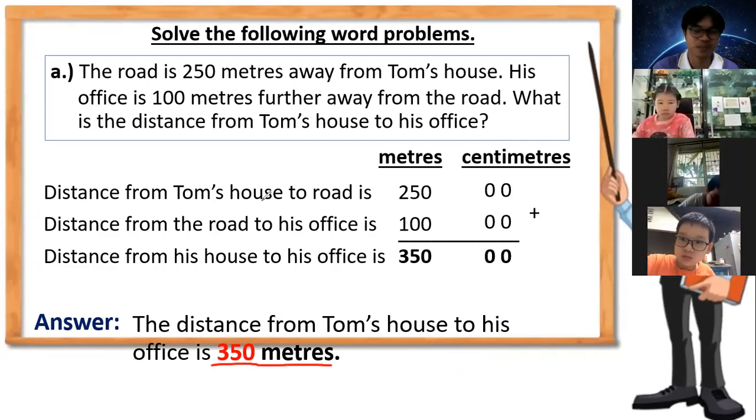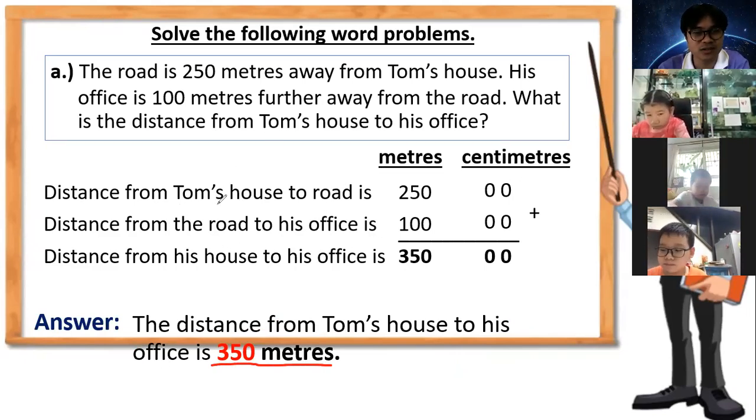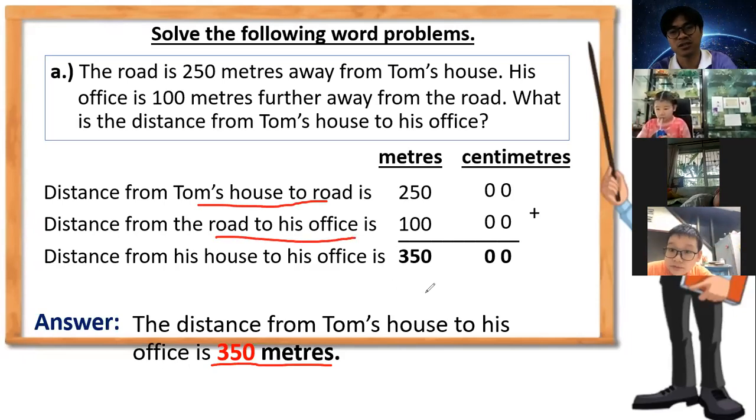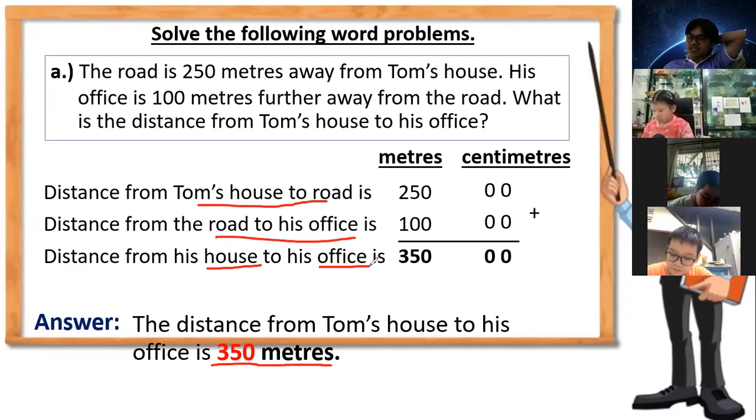So you do it like this. You can see the example also in your book. You can separate meters and centimeters. So the distance from Tom's house to the road is 250, then road to his office is 100 meters. So add, we have 350 meters from his house to his office. All right, that's it. Letter B. Let's go to letter B.